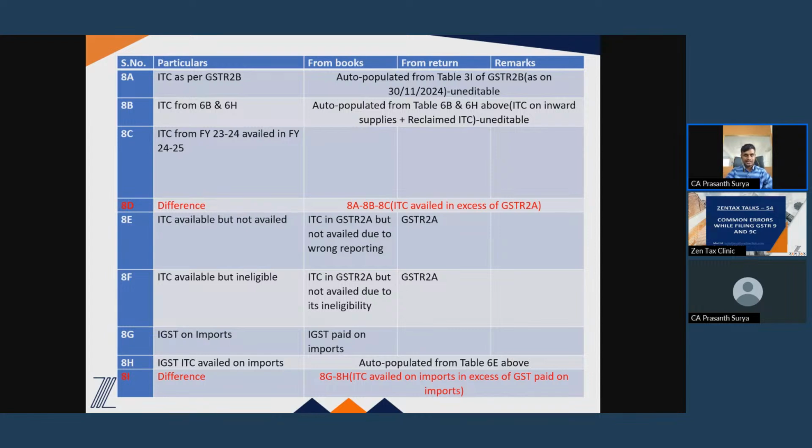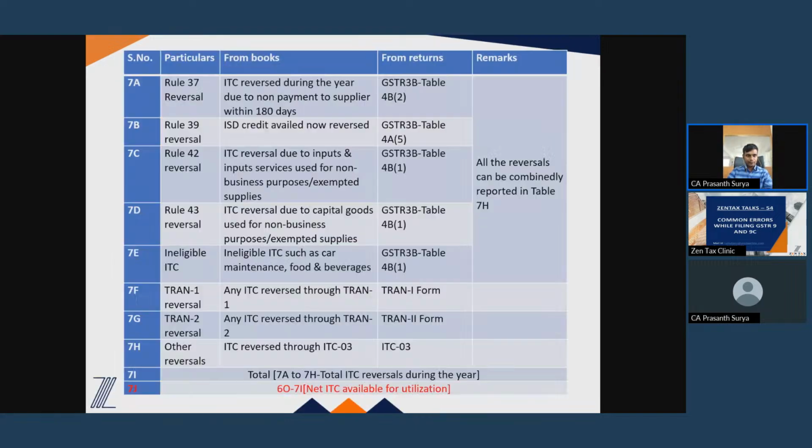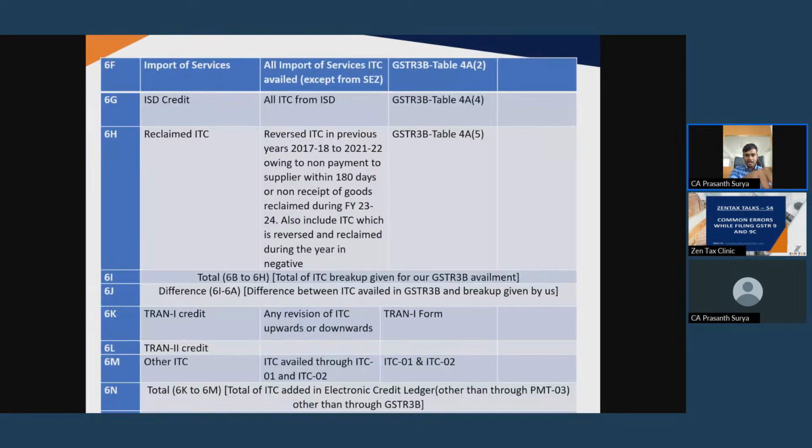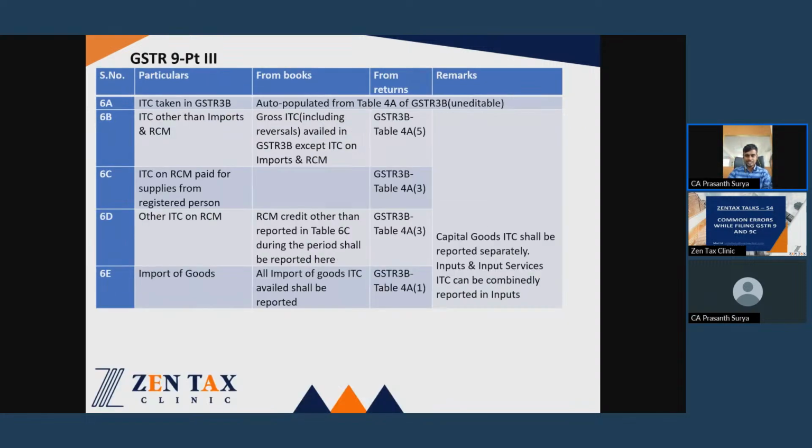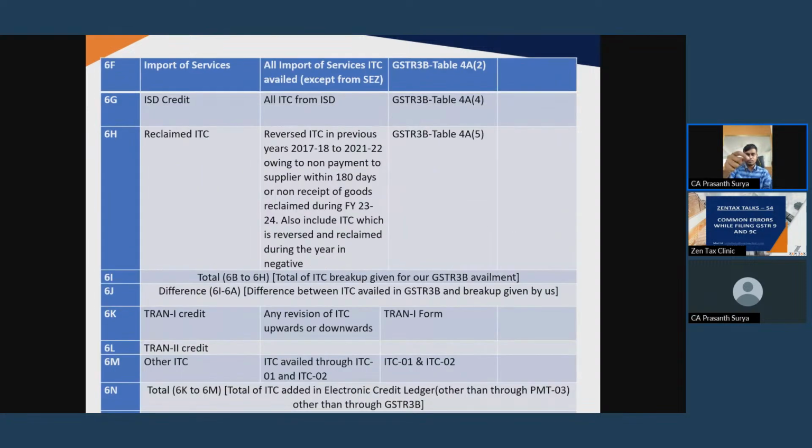Table 8B is the comparison between GSTR2B and GSTR 9, and the comparison of table 6 and GSTR 9 happens in table 8B. In table 8B, that field is also uneditable, but it fetches the values from table 6B and 6H reported above. So only if you report it in table 6H reclaimed ITC in negative, it will net off table 6B and 6H and give 210 minus 10 rupees, 200 rupees in table 8B.